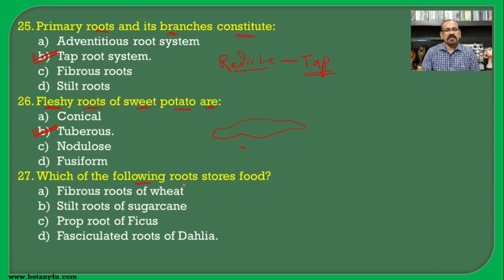Then which of the following roots stores food? Number 1, fibrous root of the wheat does not store food. Then stilt root of the sugarcane does not store, they are responsible for mechanical support. Then prop root of the Ficus, that is also not correct because it is responsible to provide mechanical support to the horizontal branches of Ficus bengalensis. Then fasciculated type of root of the dahlia or even Mirabilis jalapa, that is the four o'clock plant, is an example of the storage root, and hence D is the correct answer for this question.